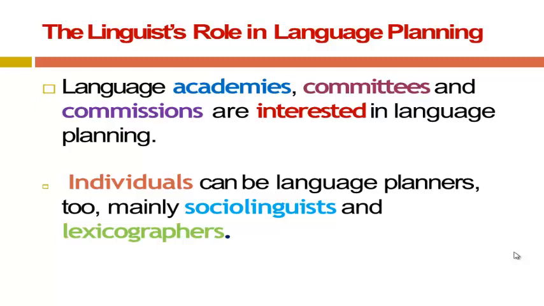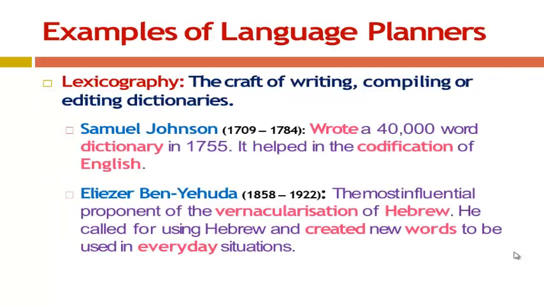So here we are: the linguist's role in language planning. Language academies, committees, and commissions are interested in language planning. Individuals can be language planners too, mainly sociolinguists and lexicographers. Examples of language planners: lexicography, the craft or skill of writing, compiling, or editing dictionaries.